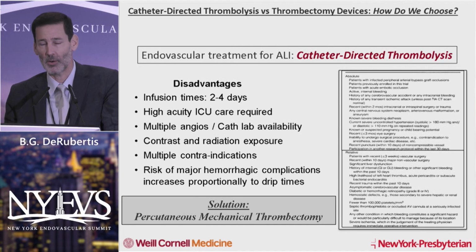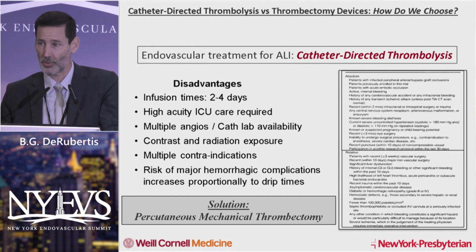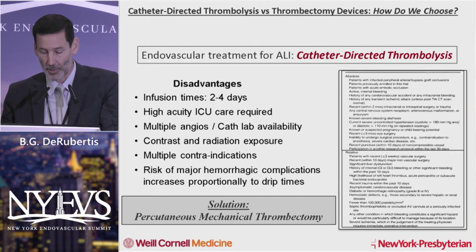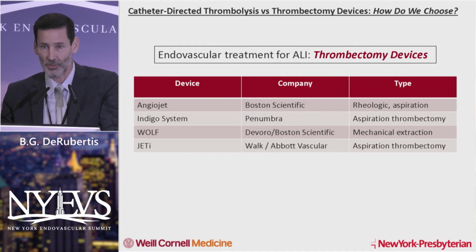So the solution here is to limit our exposure to lytics, or avoid all those lytics altogether by using percutaneous mechanical thrombectomy, or the devices that we're talking about here. So this is just a sampling of some of the devices we have available, probably the ones that are used more commonly here. The AngioJet catheter maybe is the oldest of these.